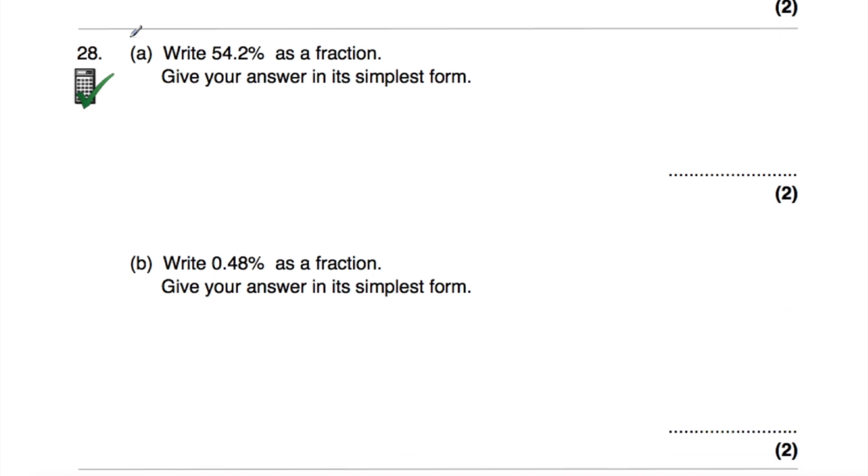Okay, so let's have a look at our next question, question number 28. It's a calculator question, and part A says to write 54.2% as a fraction, and to give our answer in its simplest form. Okay, so this is 54.2%, so that's 54.2 out of 100. So I'm just going to type this into my calculator. I'm going to press the fraction button, type in 54.2, and then type in 100 on the denominator, and that gives me an answer of 271 over 500, and that's it, so 271 500ths.